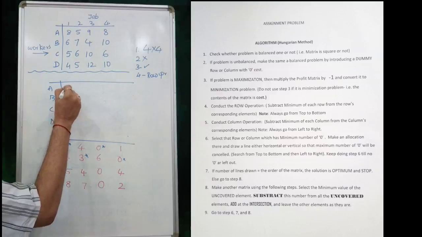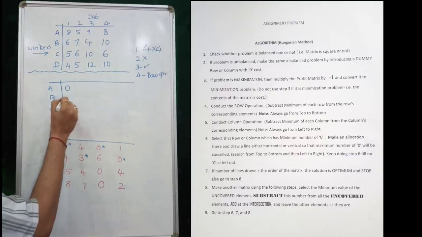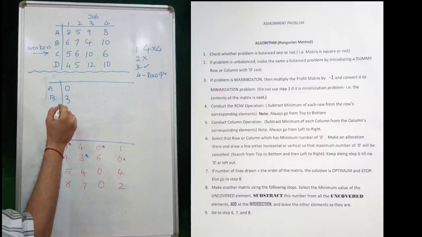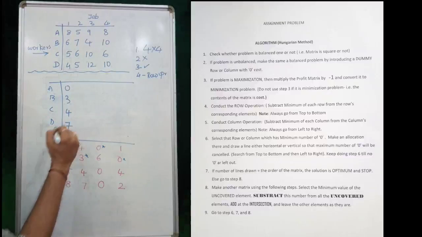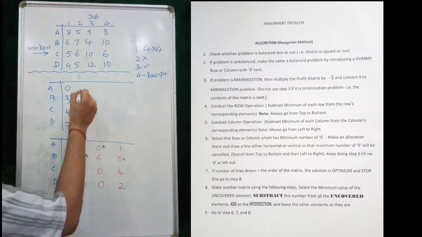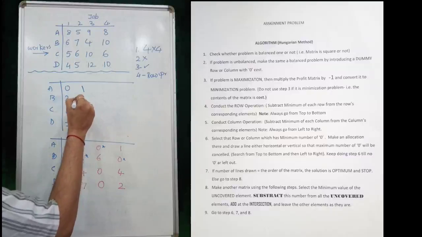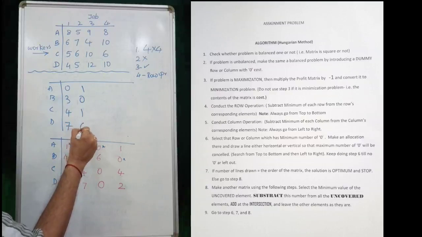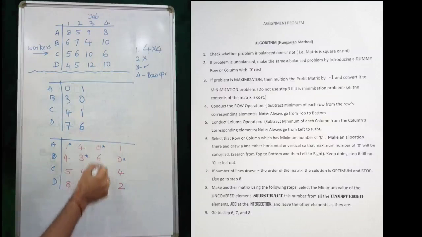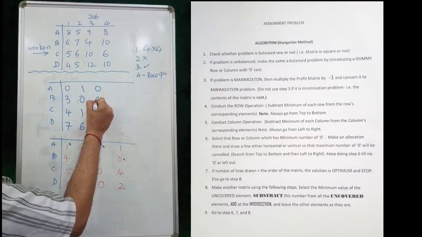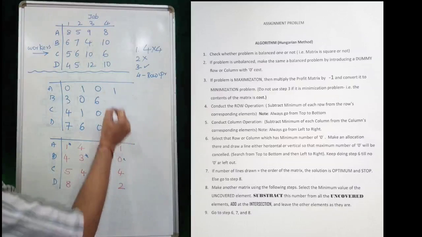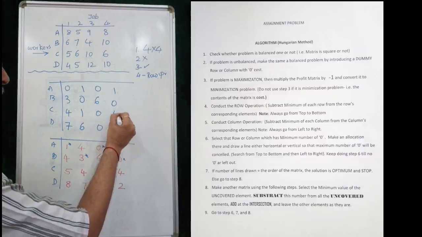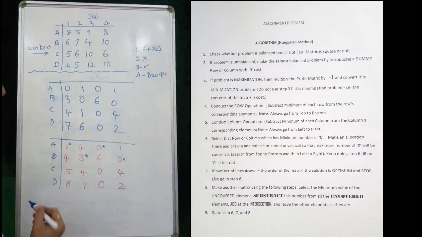So I will get 1 minus 1 is 0, 4 minus 1 is 3, 5 minus 1 is 4 and 8 minus 1 is 7. Here the minimum is 3, so I get 1, 0, 1 and 6 here. Here the minimum is 0, so it doesn't make any difference: 0, 6, 0, 0. Here the minimum is 0, so 1 minus 0 is 1, 0 minus 0 is 0, 4 minus 0 is 4 and 2 minus 0 is 2.